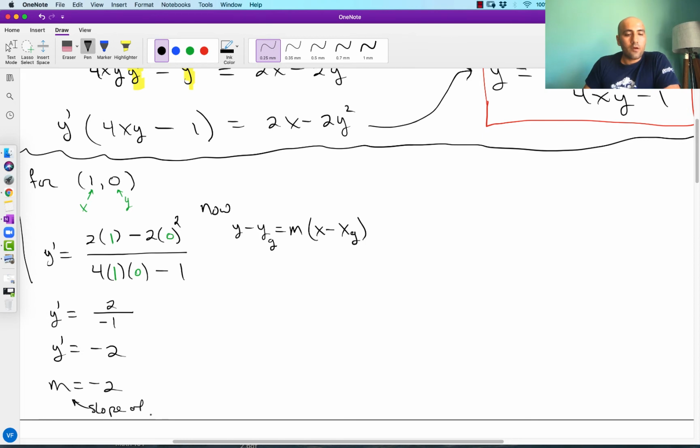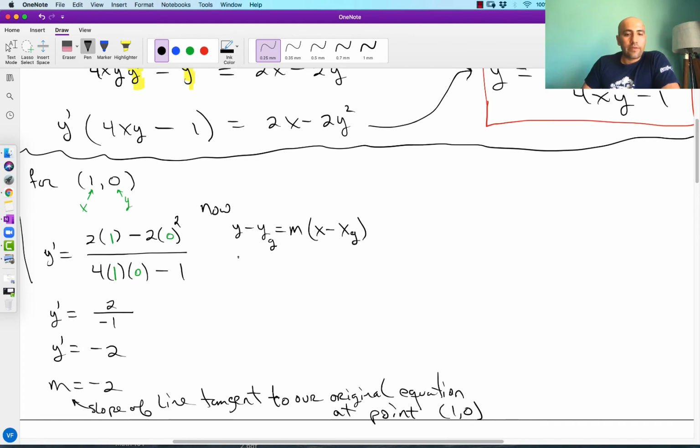Slope of line tangent to our original equation, at point 1 comma 0. Okay, so that's what we need right here.